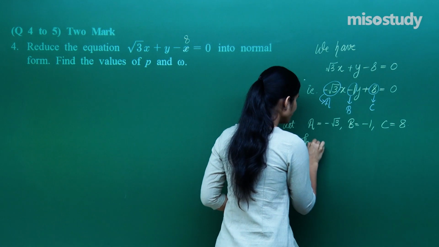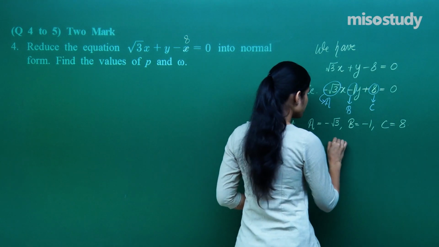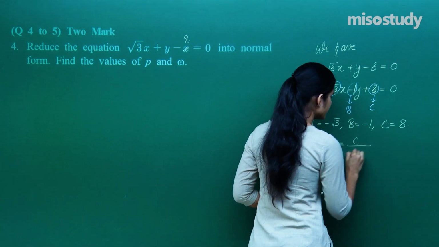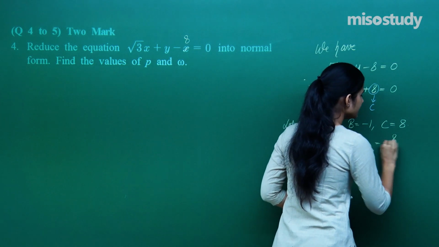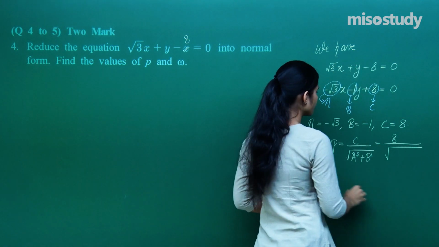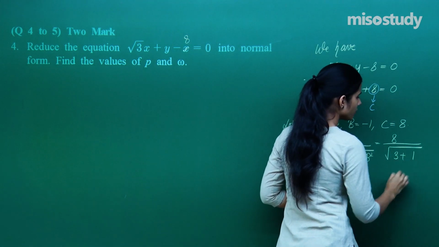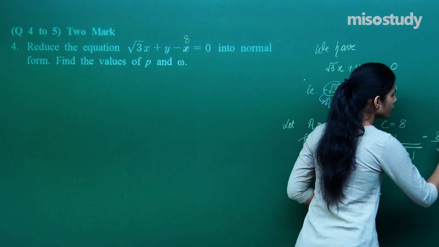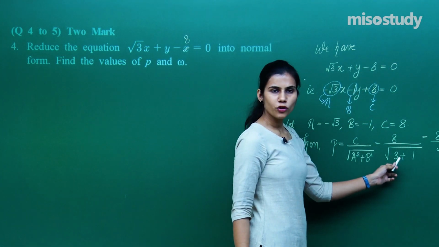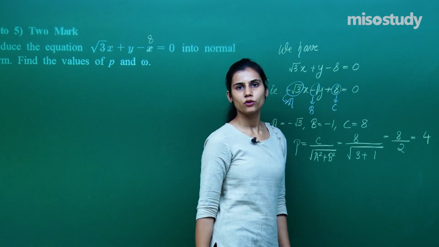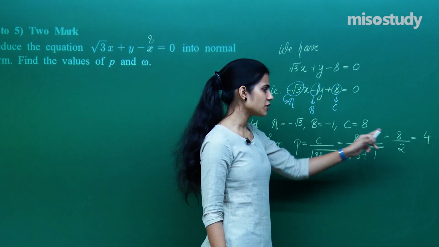Then I know that normal form is x cos alpha plus y sin alpha equals p. What is p? P is given by c upon under root a square plus b square. C is 8, a is minus root 3, square is 3, minus 1 square is 1. So, you get 8 upon root 4, that is 2, and therefore you get 4. This is root 4 is 2, 8 upon 2 is 4. P stands for the distance, the length, and that can never be negative, so I am getting a non-negative value.